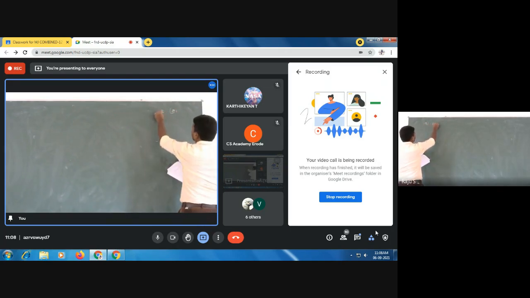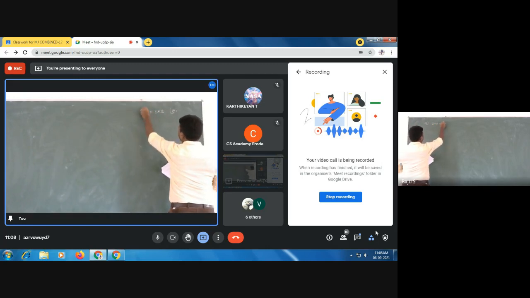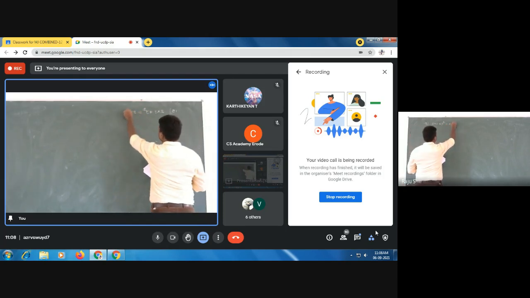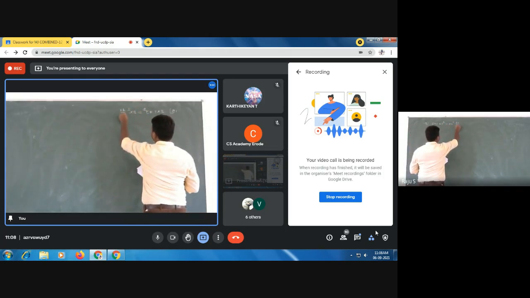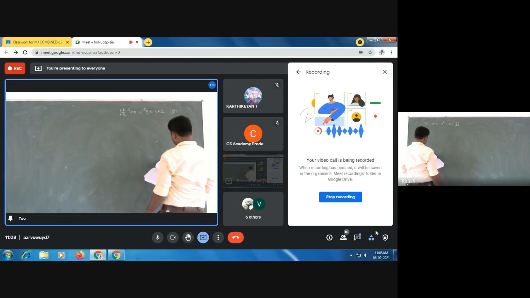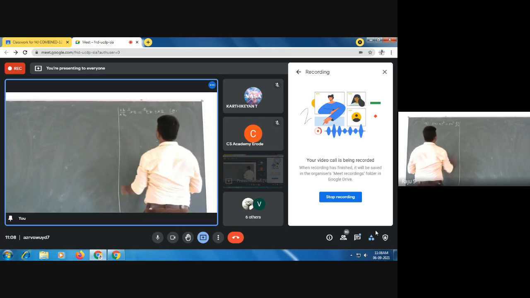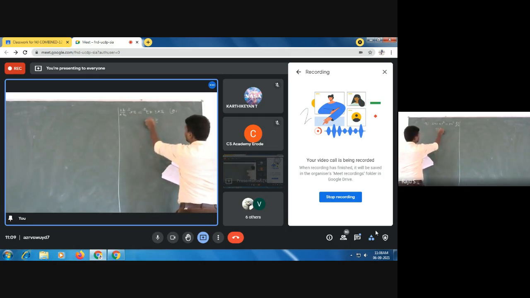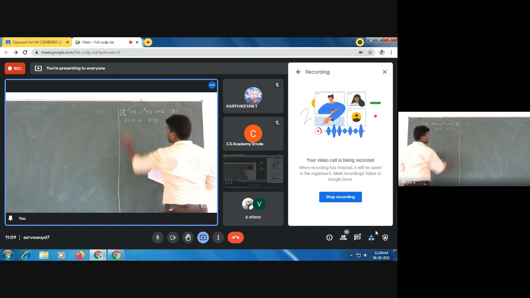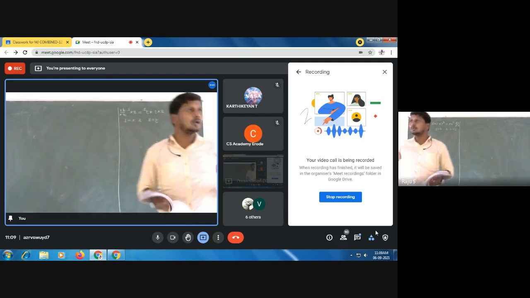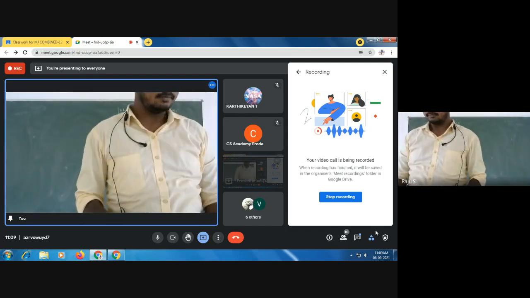2xy plus y square is equal to 2x square dy by dx. Here the initial conditions are y is equal to 2 and x is equal to 1. Can you see the work? Okay.